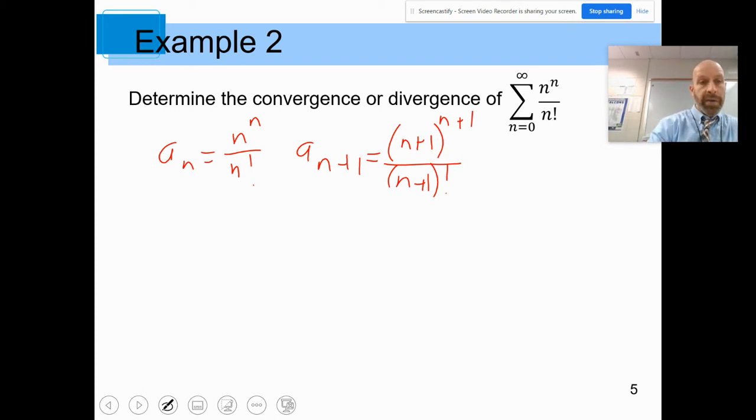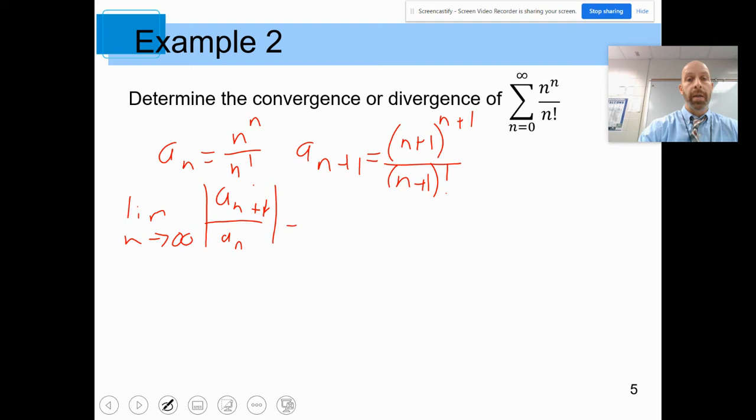That gives us the two terms we need. Now we want to take the limit as n goes to infinity of the absolute value of these two. Everything here is non-negative, so we don't really need the absolute value, but I'm going to write it anyway. Remember, we want a sub n plus 1 over the a sub n term. So it's the limit as n goes to infinity of, and I have to do the n plus 1 part first.